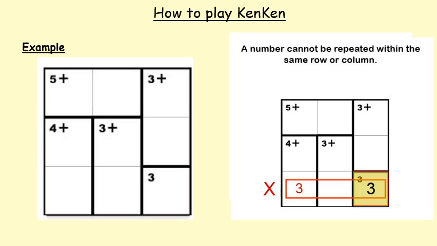Okay, so really important, a number cannot be repeated within the same row or the same column. So if we had 3, which we'd have to have in the bottom right, we cannot then have 3 in that same row.